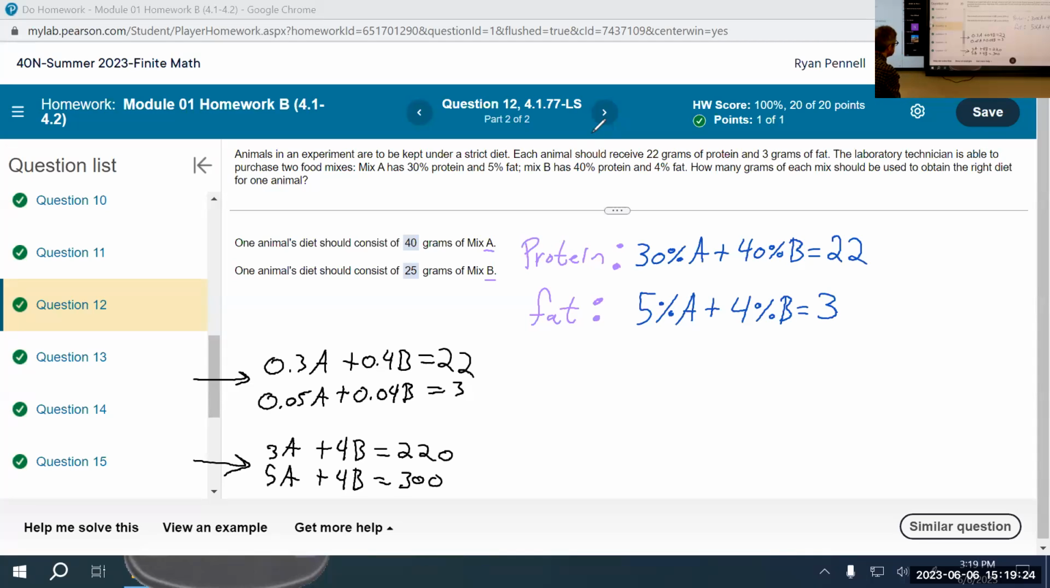All right, let's use elimination method. What number could we eliminate? I see that the B's are equal and opposite, so those are kind of teed up, ready to go. If I multiplied the second equation by -1, we would be ready to go. So -5A minus 4B equals -300.